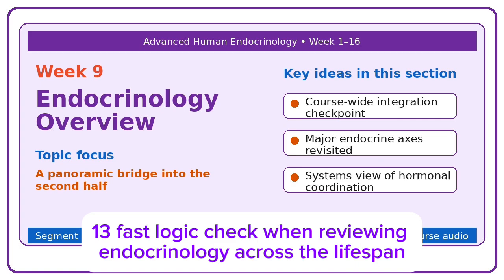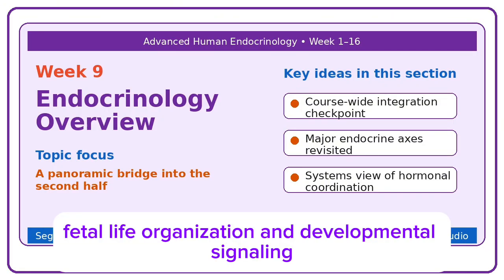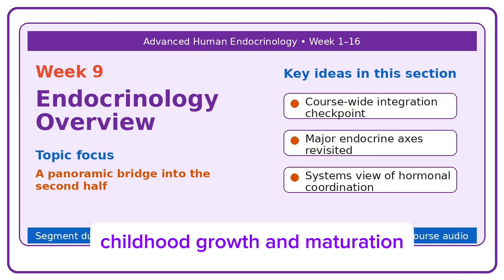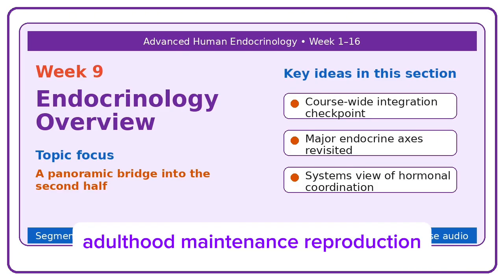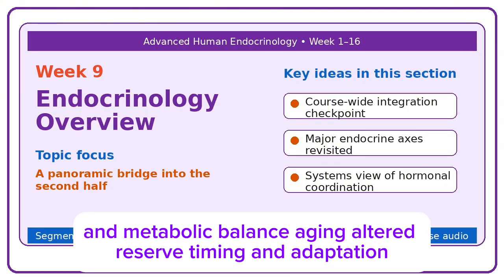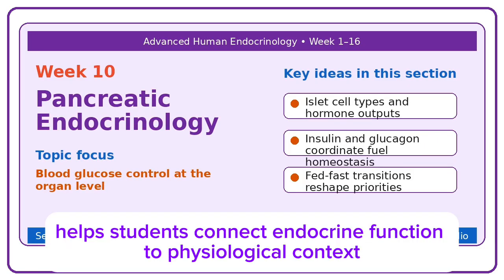13. Fast logic check. When reviewing endocrinology across the lifespan, match the stage to the dominant endocrine theme. Fetal life: organization and developmental signaling. Childhood: growth and maturation. Puberty: endocrine activation and sexual maturation. Adulthood: maintenance, reproduction, and metabolic balance. Aging: altered reserve, timing, and adaptation. This simple mapping helps students connect endocrine function to physiological context.